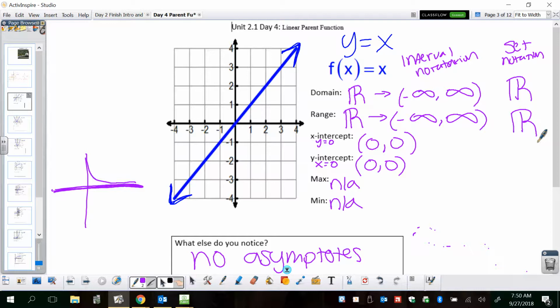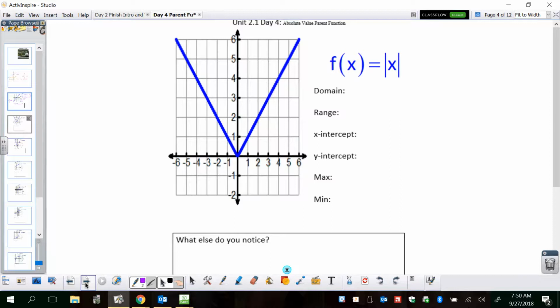Okay. So let's look at the next one. Does anybody have any questions on this one? Okay, flip to your next one. Okay, what do you think? What is this one called? Look at the title. Absolute value. Do you know what an absolute value is?